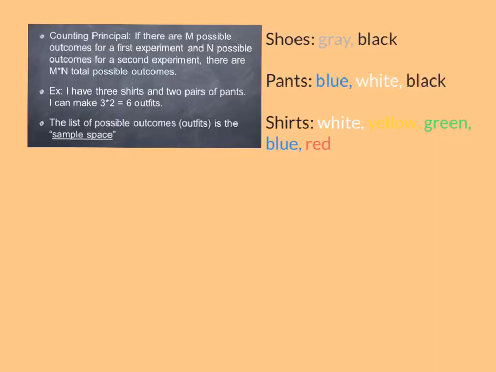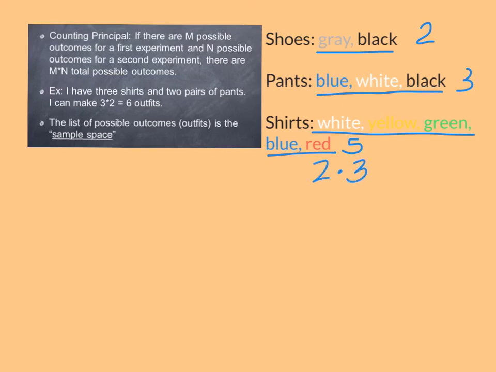And then here's just another example of what it looks like to list outcomes or to calculate how many outcomes are in a sample space. If we wanted to use the fundamental counting principle and figure out how many total outfits in this closet, we would take the number of shoes, 2, times the number of pants, 3, times the number of shirts, 5. And that would give us how many total outfits we could make from this. So 2 times 3 is 6, times 5, and we end up with 30 outfits.